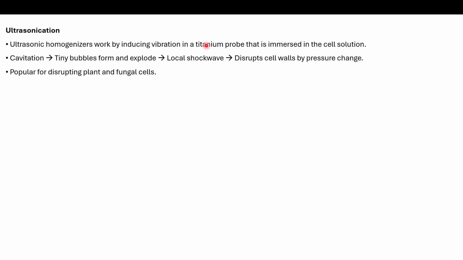So what happens is these probes produce really high frequency sound waves, which leads to cavitation, wherein tiny bubbles are formed, and these explode like a bomb explosion, creating a local shock wave and can disrupt the cell walls by pressure change. Okay. This is popular for disrupting plant and fungal cells. Sonication in general we can also use for disrupting bacterial cells.